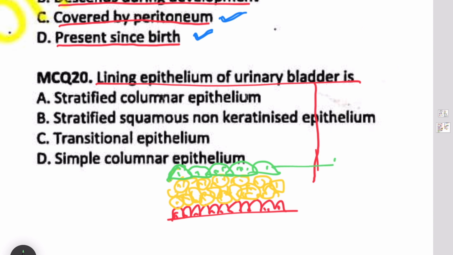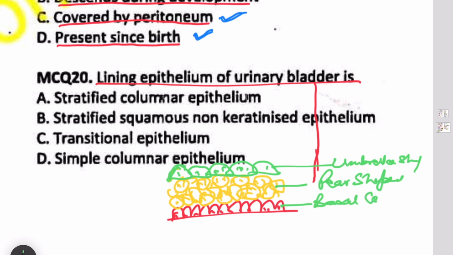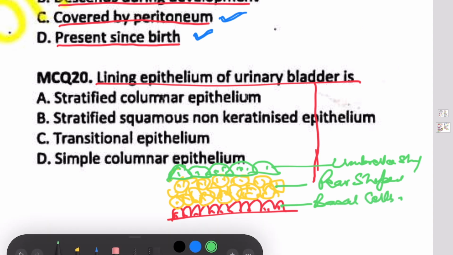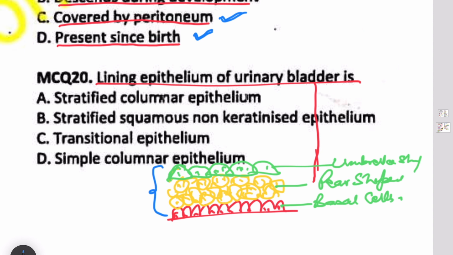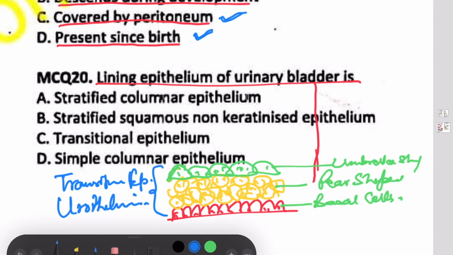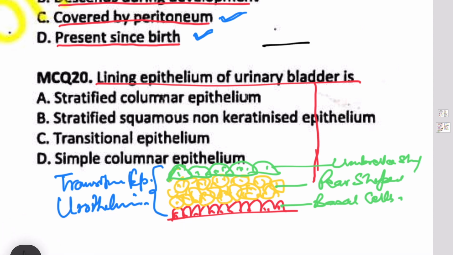So this is umbrella shaped cells on the top, and these are pear shaped cells in between, and these are the basal cells. Together, this epithelium is called transitional epithelium or urothelium.